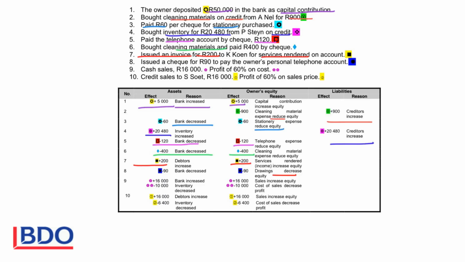Issued a check for 90 Rand to pay the owner's personal telephone account. Whatever is paid on behalf of the owner, whether it's the school fees for his children, his wife's hairdresser, or whatever, if he takes goods out of the business or he takes money out of the business, it is drawings. And drawings will reduce equity. So it means that if he takes money, the money in the bank will decrease and his equity will decrease because now he has less money in the business.